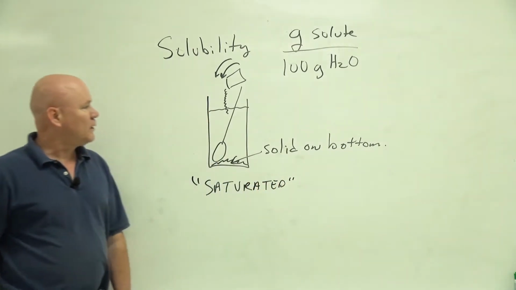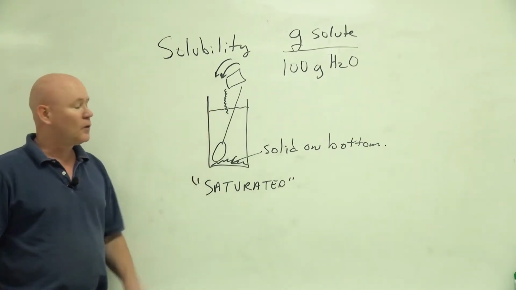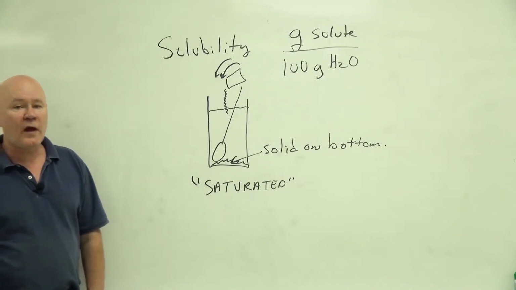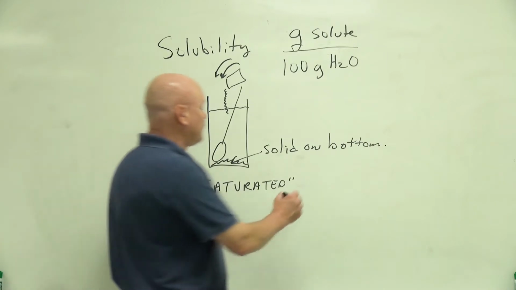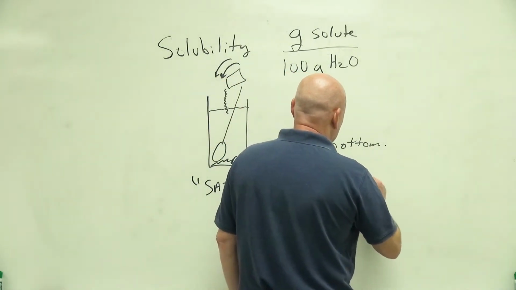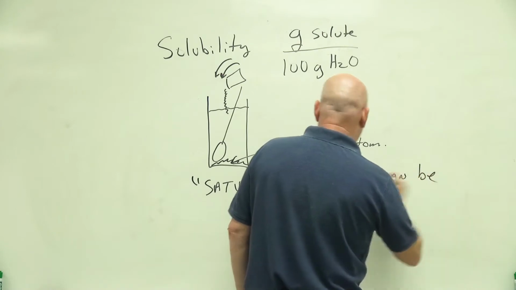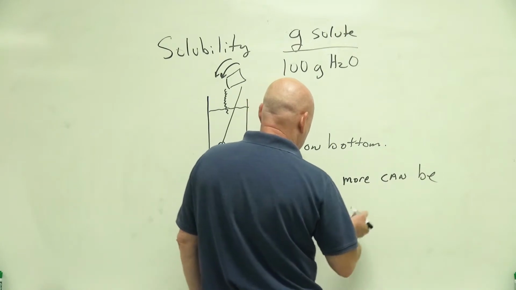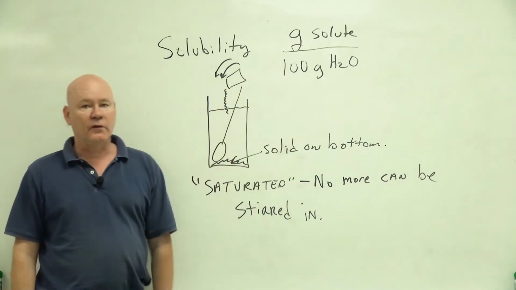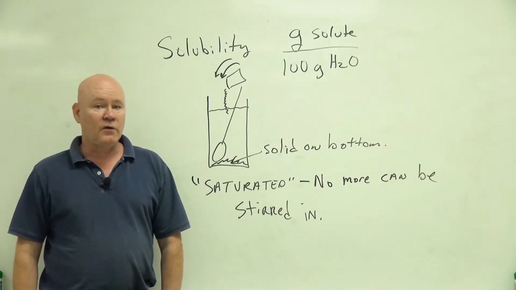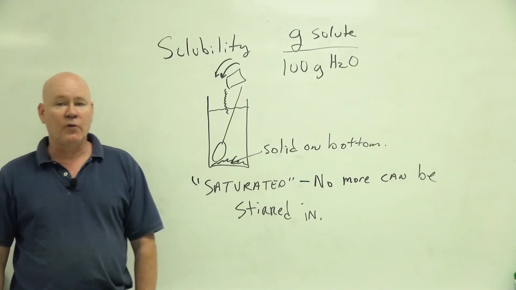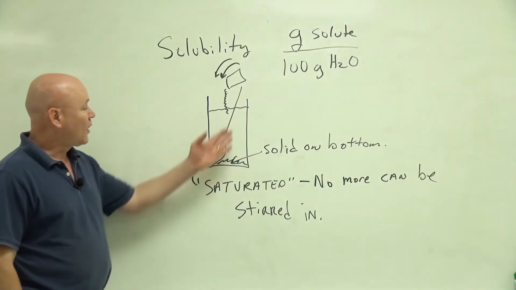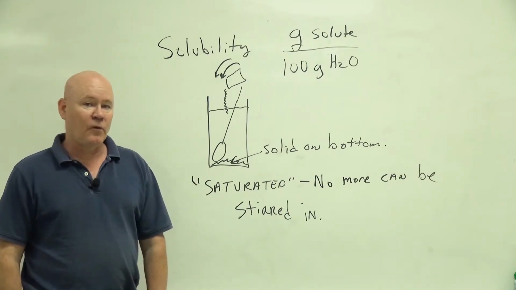So if you're stirring solid into water, such as sugar into sweet tea, at some point it will become saturated. When we're saturated, no more can be stirred in. We have reached the solubility. That's how you determine where the solubility is. You keep stirring it in until no more will dissolve, and then there you go. You've got the maximum number of grams that can be held in 100 grams of water.